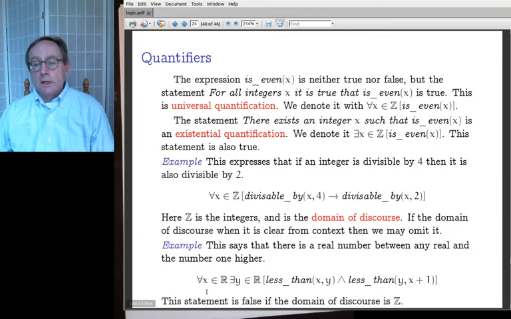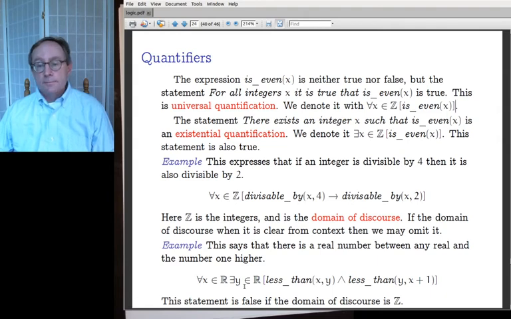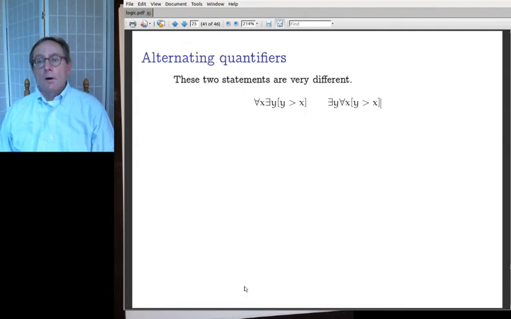You'll notice the point of the domain of discourse there is that if I change those real number symbols to the integers, and you try to assert, for example, that there is an integer strictly between 4 and 5, the statement would be false. So the domain of discourse does matter in some cases. This is an example of that case. Okay.